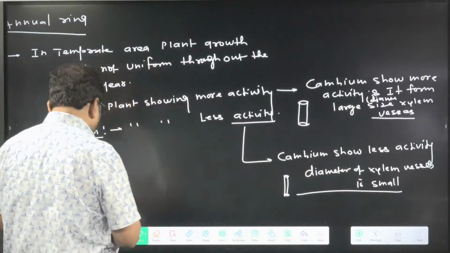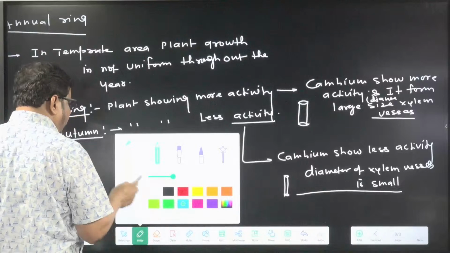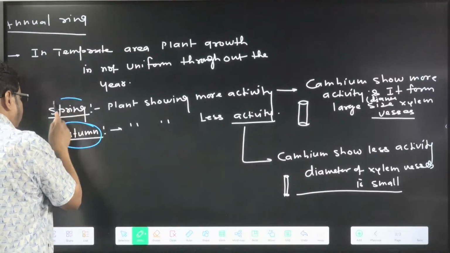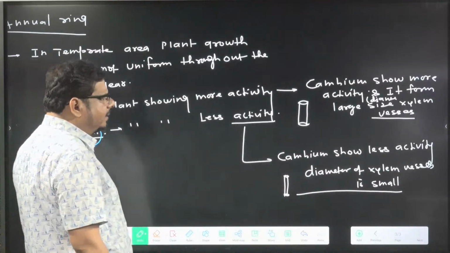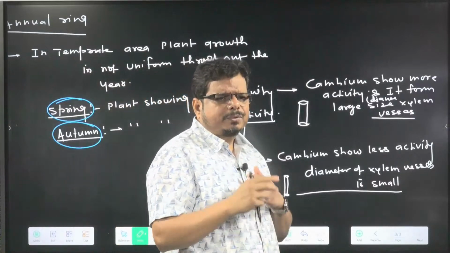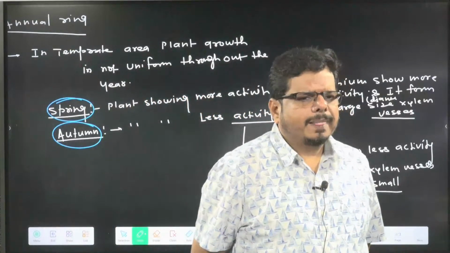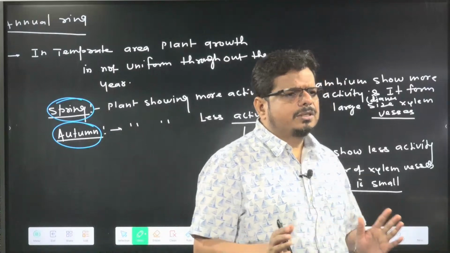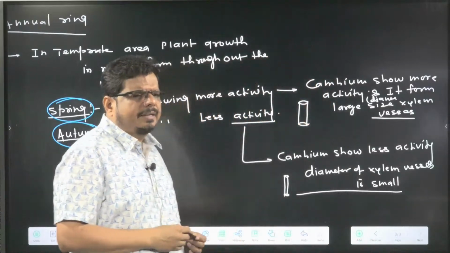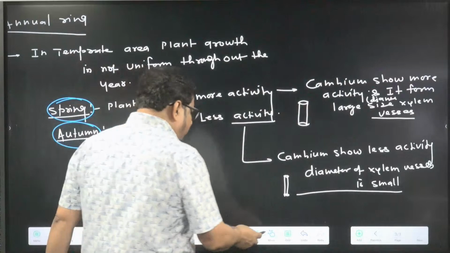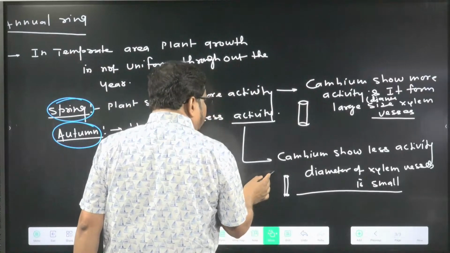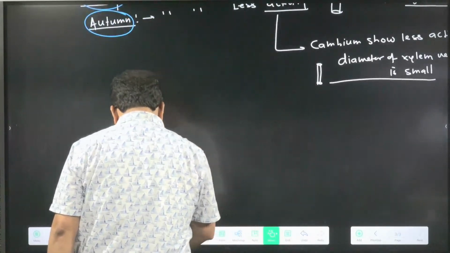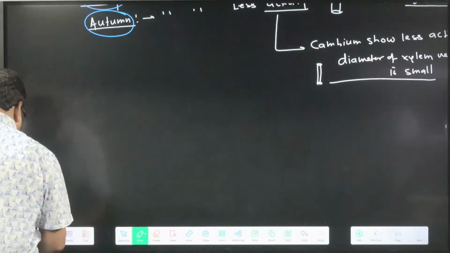So which is not a good season for plant growth? Autumn. And which is a good season for plant growth? Spring. So in spring season, cambium shows better activity. Getting the idea or not? And in autumn season, the cambium shows less activity. Is it clear in the mind? And due to non-uniform activity in various seasons, what we found, I am telling you.